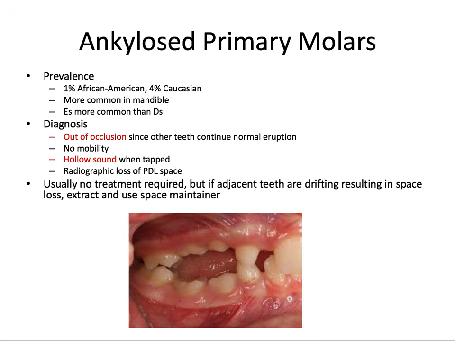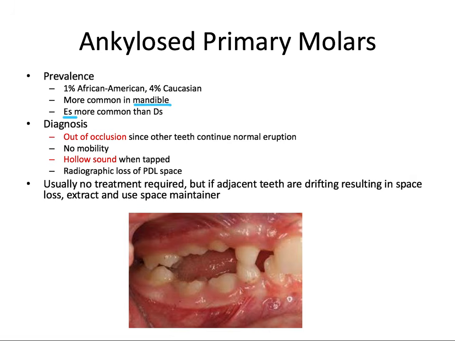And lastly, let's talk about ankylosed primary molars. We could spend a whole video on ankylosed primary teeth, but let's just cover the highlights briefly for the board exam. So prevalence: 1% African American, 4% Caucasian, more common in the mandible, and E's are more common than D's. So the mandibular primary second molars are the most commonly ankylosed primary tooth.